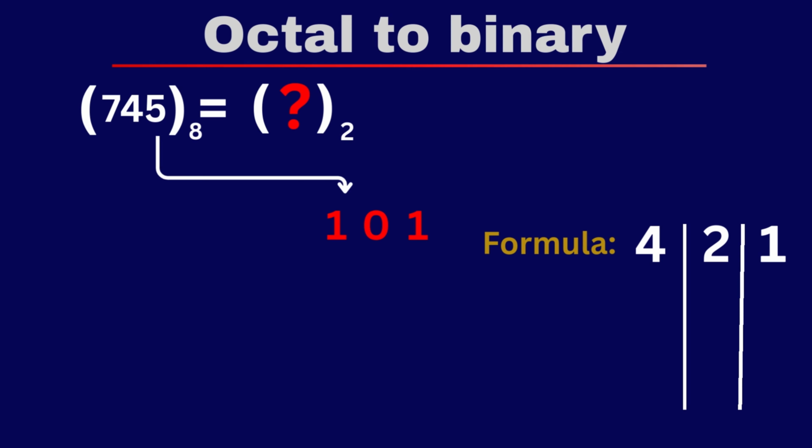Next octal digit is 4. Now we put 1 on the position of 4, and the other positions would be 0. So the binary number of 4 is 100.